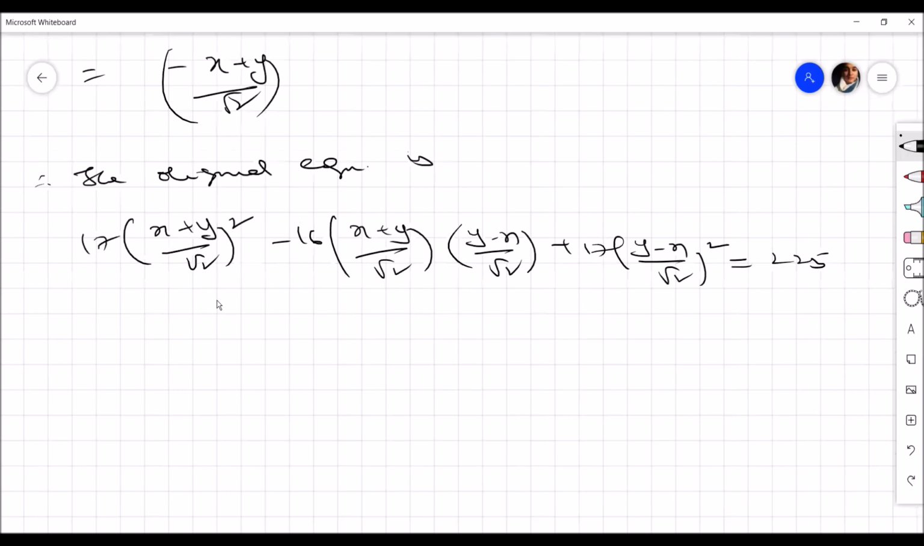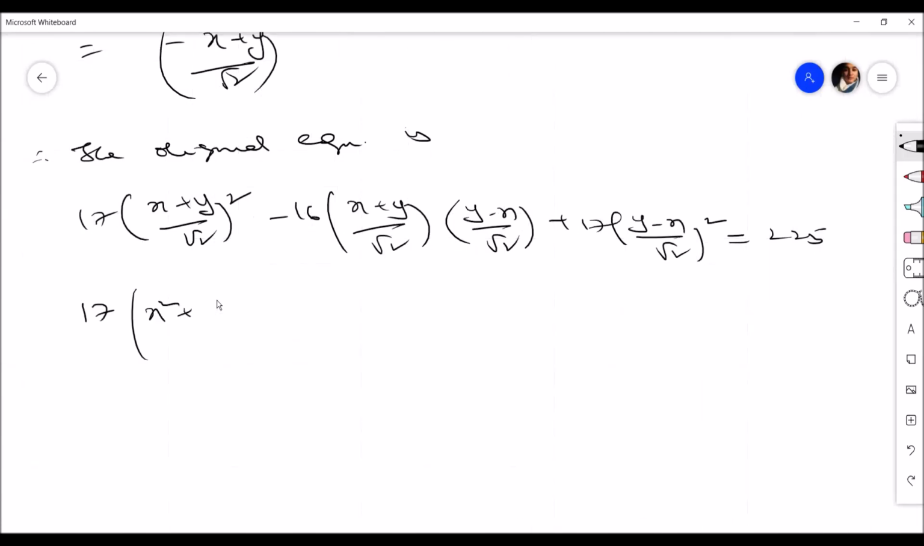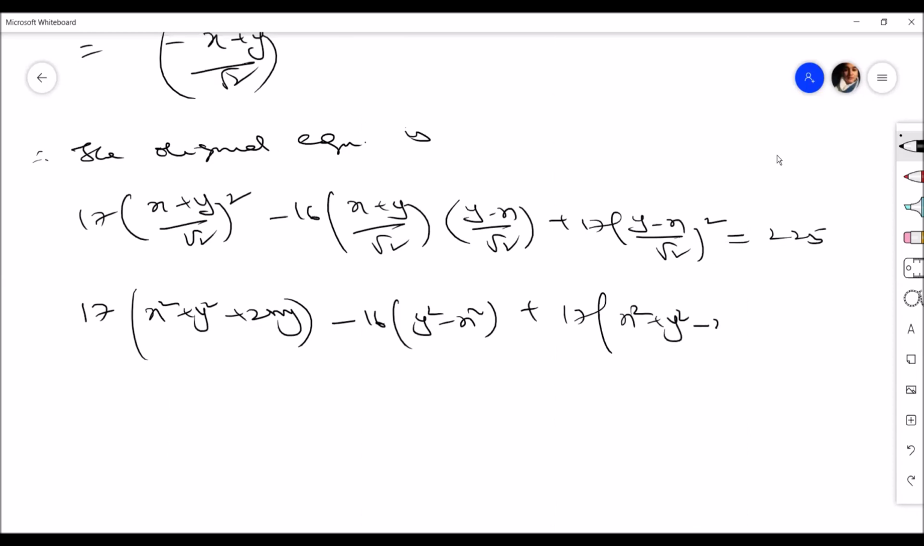That's 17 into x square plus y square plus 2xy, minus 16 into y square minus x square, plus 17 into x square plus y square minus 2xy. So here there is a root 2 whole square, that will give you a 2. Here there is a root 2 into root 2, that's also a 2. Here there is a root 2 whole square, that's also a 2, which I will cross multiply and write in the RHS as 450.